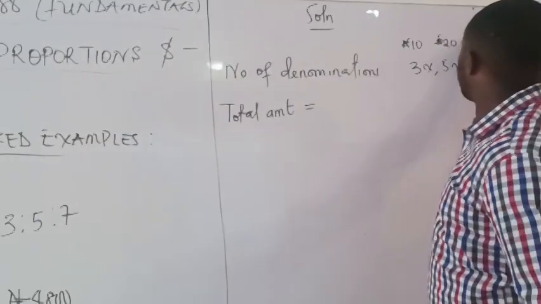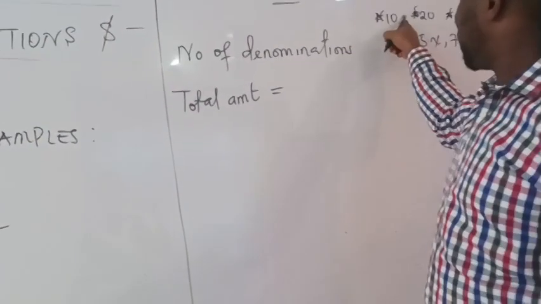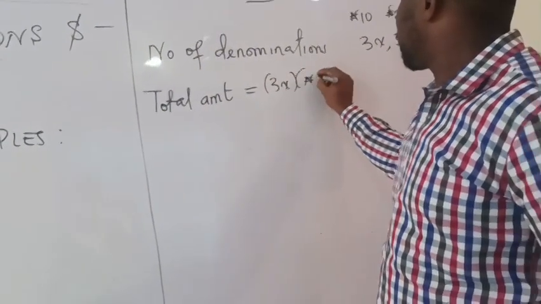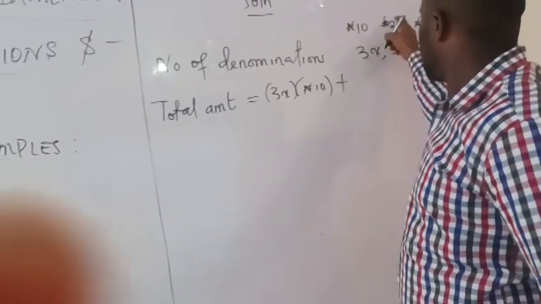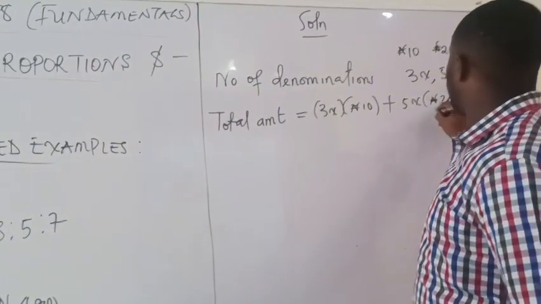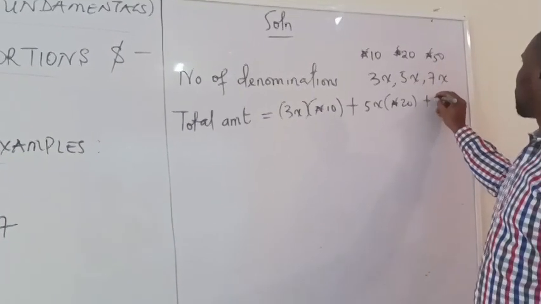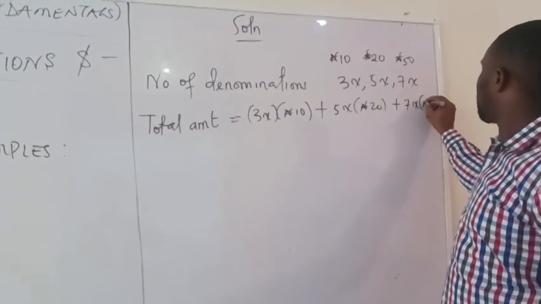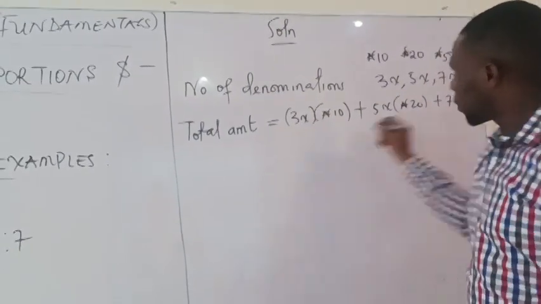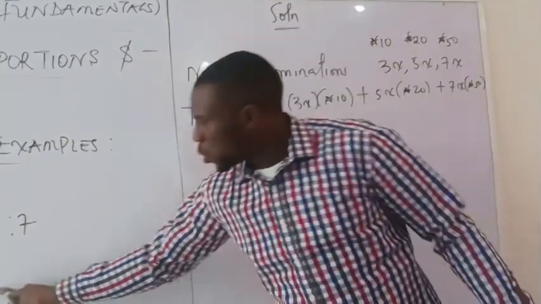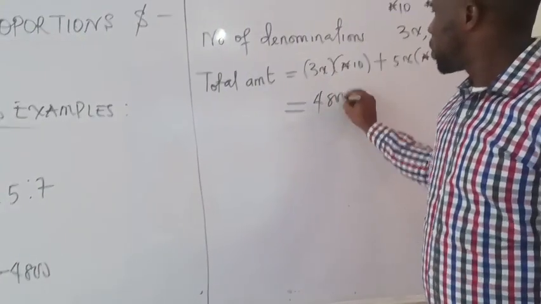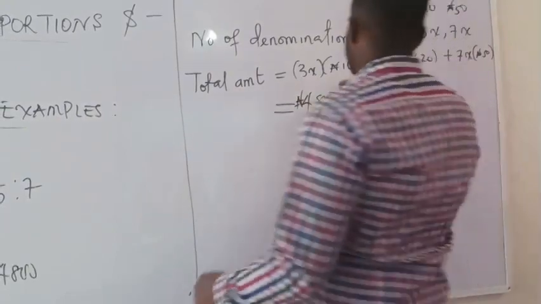Alright, so to get the total or actual amount in the bag, it will be this times this. So this will be 3x multiplied by 10 naira, plus 5x multiplied by 20 naira, plus 7x multiplied by 50 naira. And of course, this total amount would also be equal to 4,800 naira. Alright, so let's get this done.